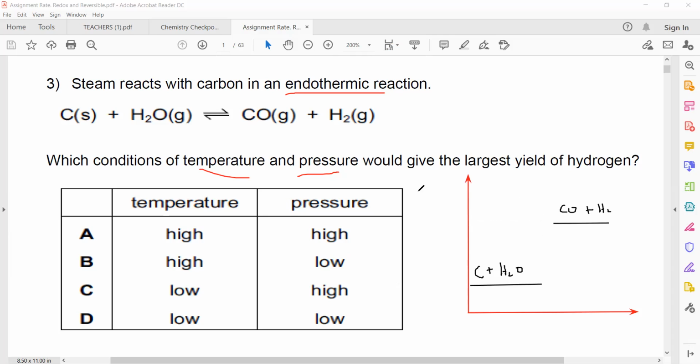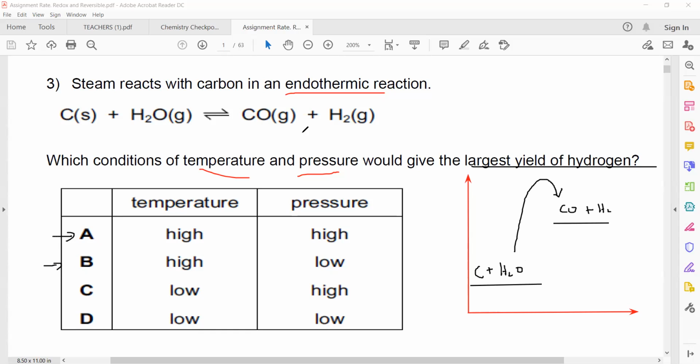Now, I want greater, largest yield. Yield means amount of product. So what I should do here, it's an endothermic reaction. I want higher amount of product. So what should I do, increase the temperature or decrease the temperature? Because I want more product, I should increase the temperature. So first thing is the temperature must be increased. So either A can be answer or B can be answer.